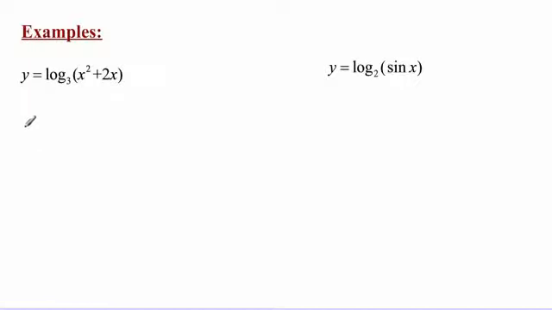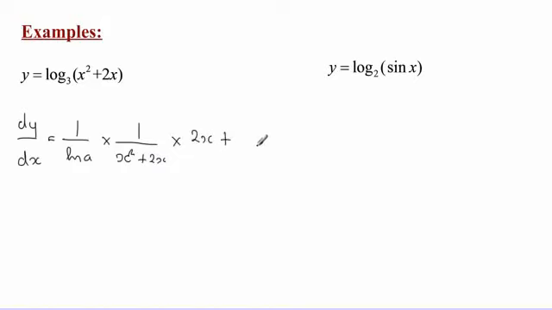What did you see? We saw that the derivative here is now going to be 1 over ln of the base multiplied by 1 over the argument, which is x squared plus 2x, multiplied by the derivative of the argument, which is going to be 2x plus 2. Now simplifying, we're going to have this as 2x plus 2 all over ln a in brackets x squared plus 2x. That will be the derivative of a logarithmic function.